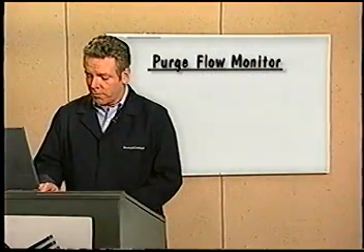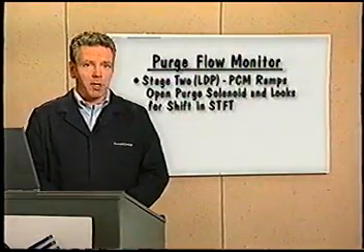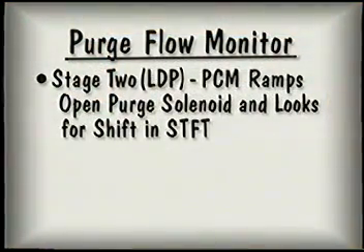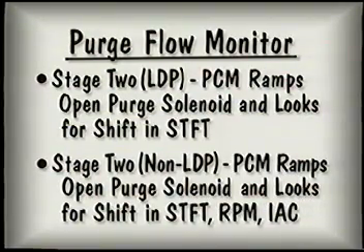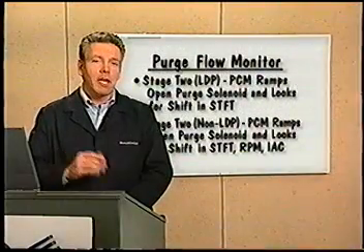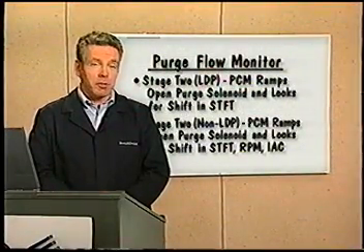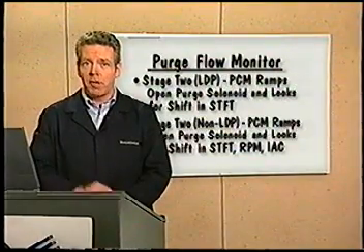In stage 2, on vehicles with an LDP, the PCM ramps open the purge solenoid and again looks for a shift in short-term fuel trim. However, on vehicles where an LDP is not used, the PCM will still ramp open the purge solenoid, but in this case, it will look for either a shift in short-term fuel trim, an increase in RPM, or a decrease in idle air control. Well, that just about covers the once-per-trip monitors used on Chrysler, Dodge, and Jeep vehicles.